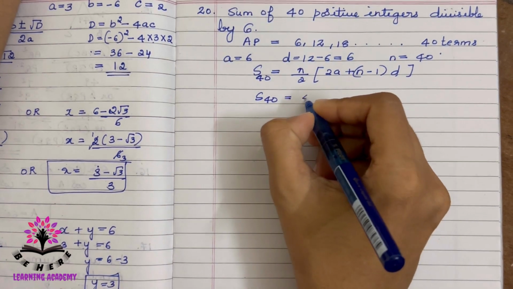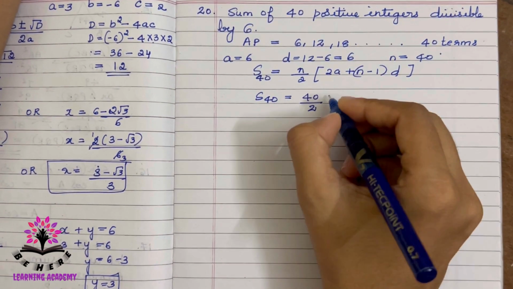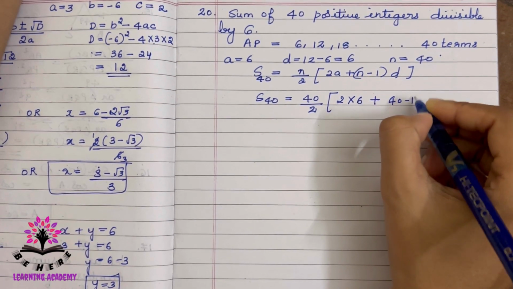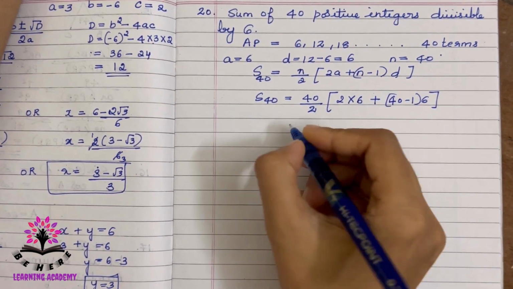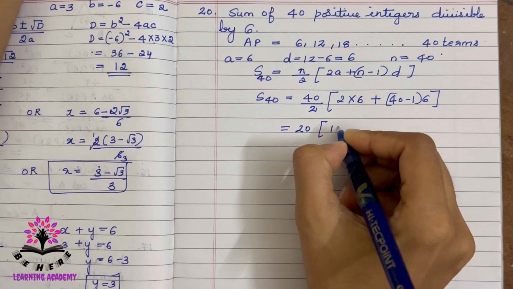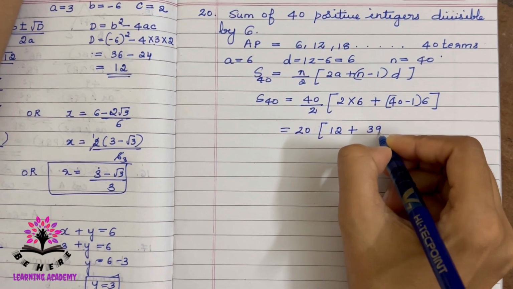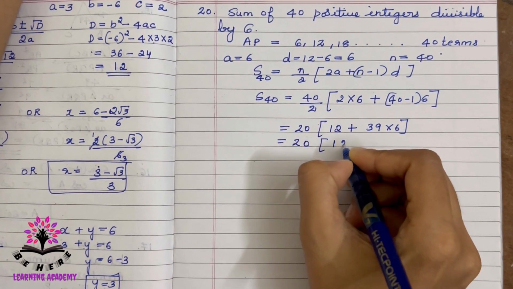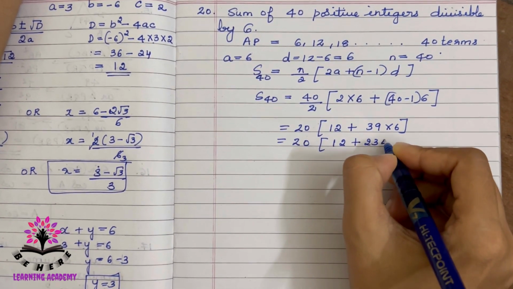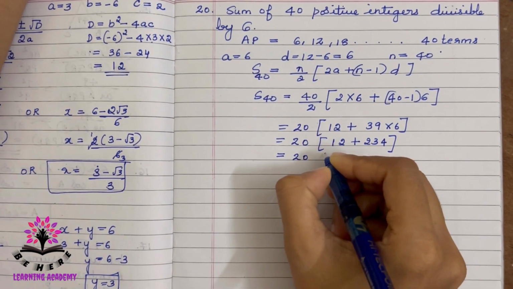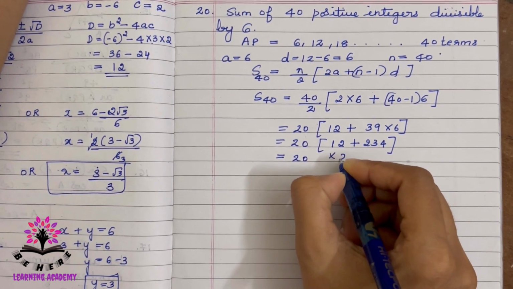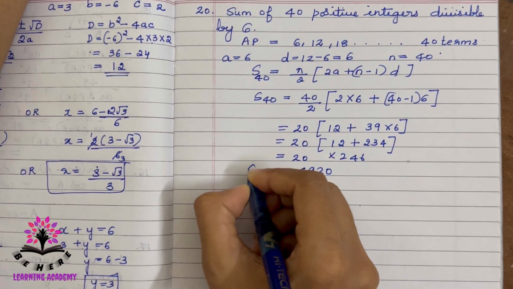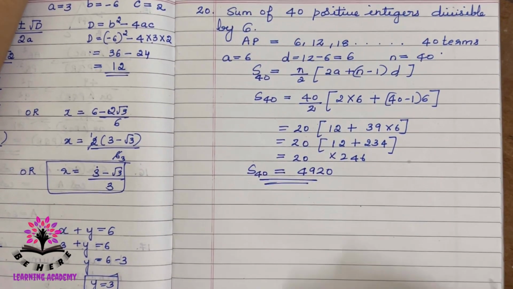Let us substitute here. It is 40 by 2, into 2 into 6 plus (40 minus 1) into D, which is 6. So that is 20 into (12 plus 39 into 6). That is equal to 20 into (12 plus 234). So 12 plus 234 will be 246. So the answer will be 4920. So S40 is 4920.